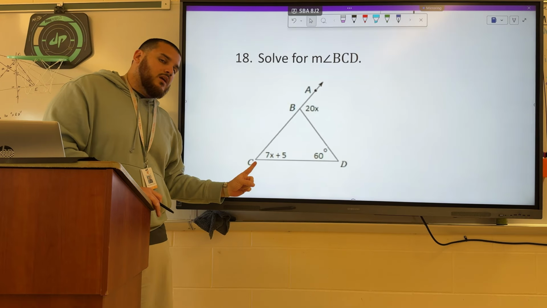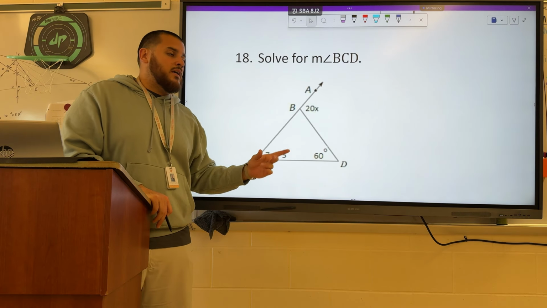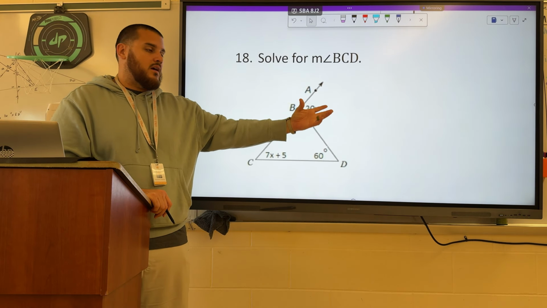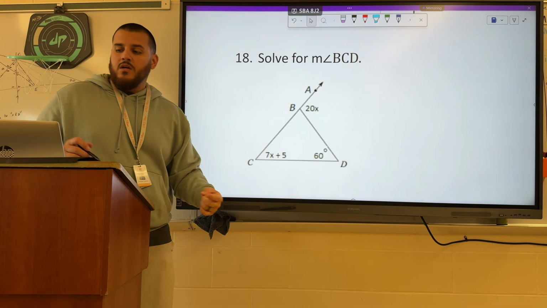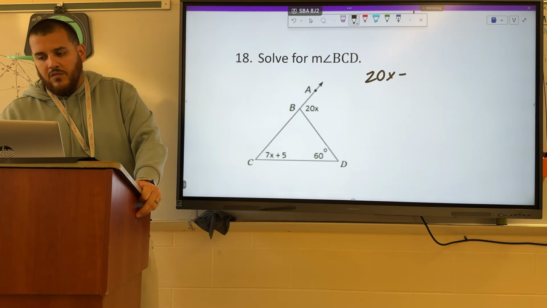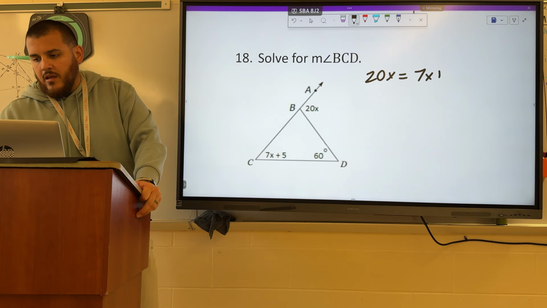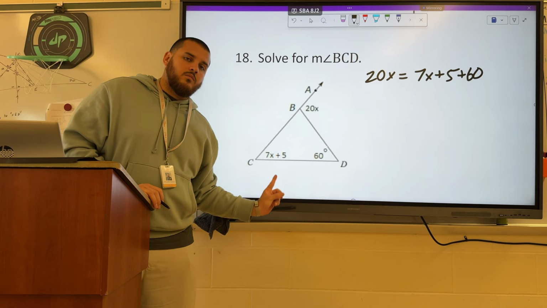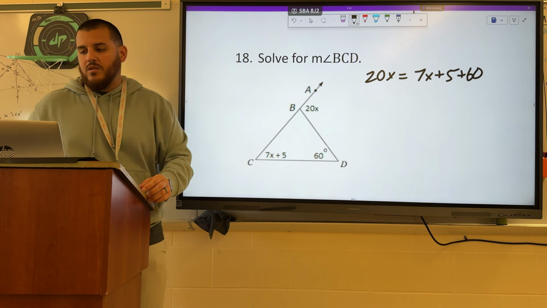But first notice again that we have the positioning for our exterior angle theorem. 20x is on the outside. That's got to equal the sum of these angles furthest away. So this will start by us solving for x with that same theorem applied. 20x equals the sum of these non-adjacent angles, 7x plus 5 plus 60.